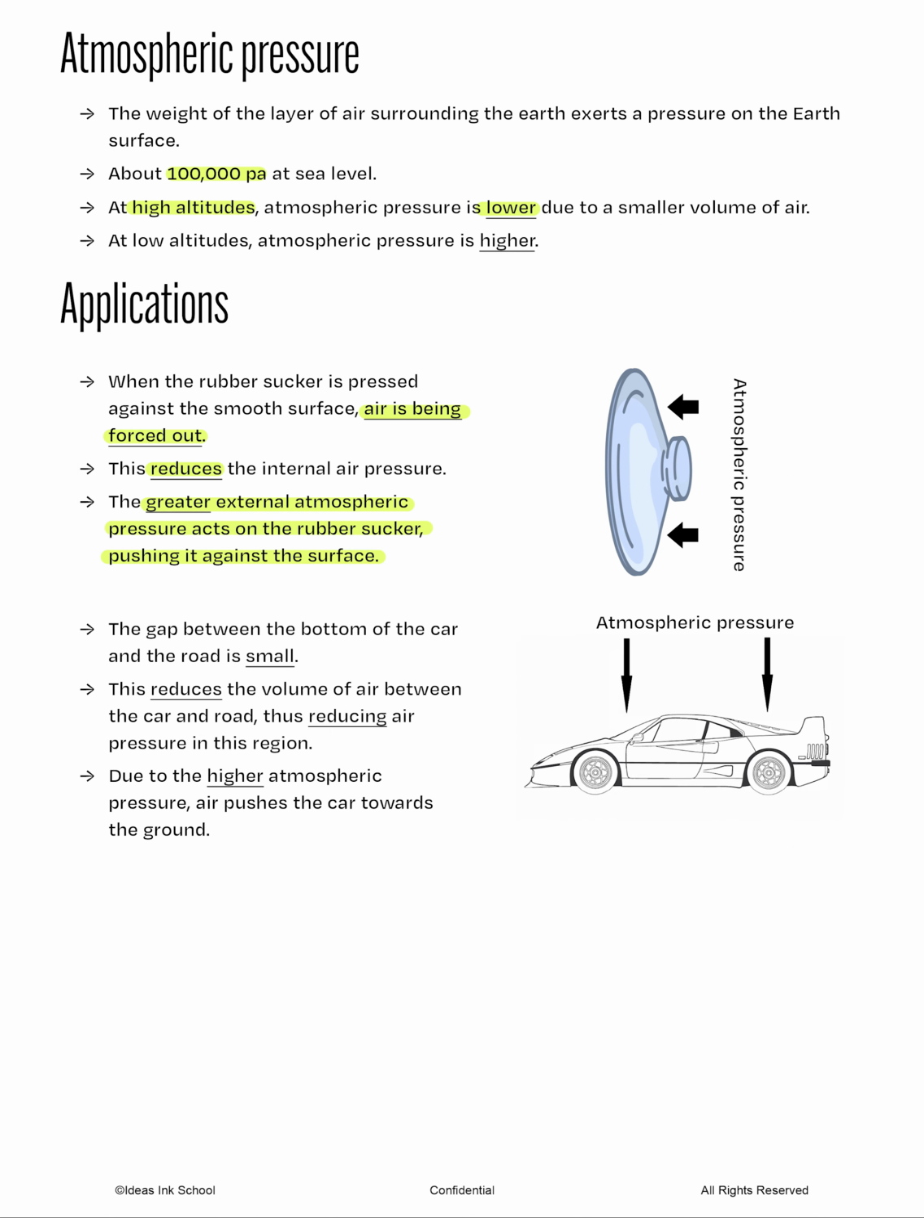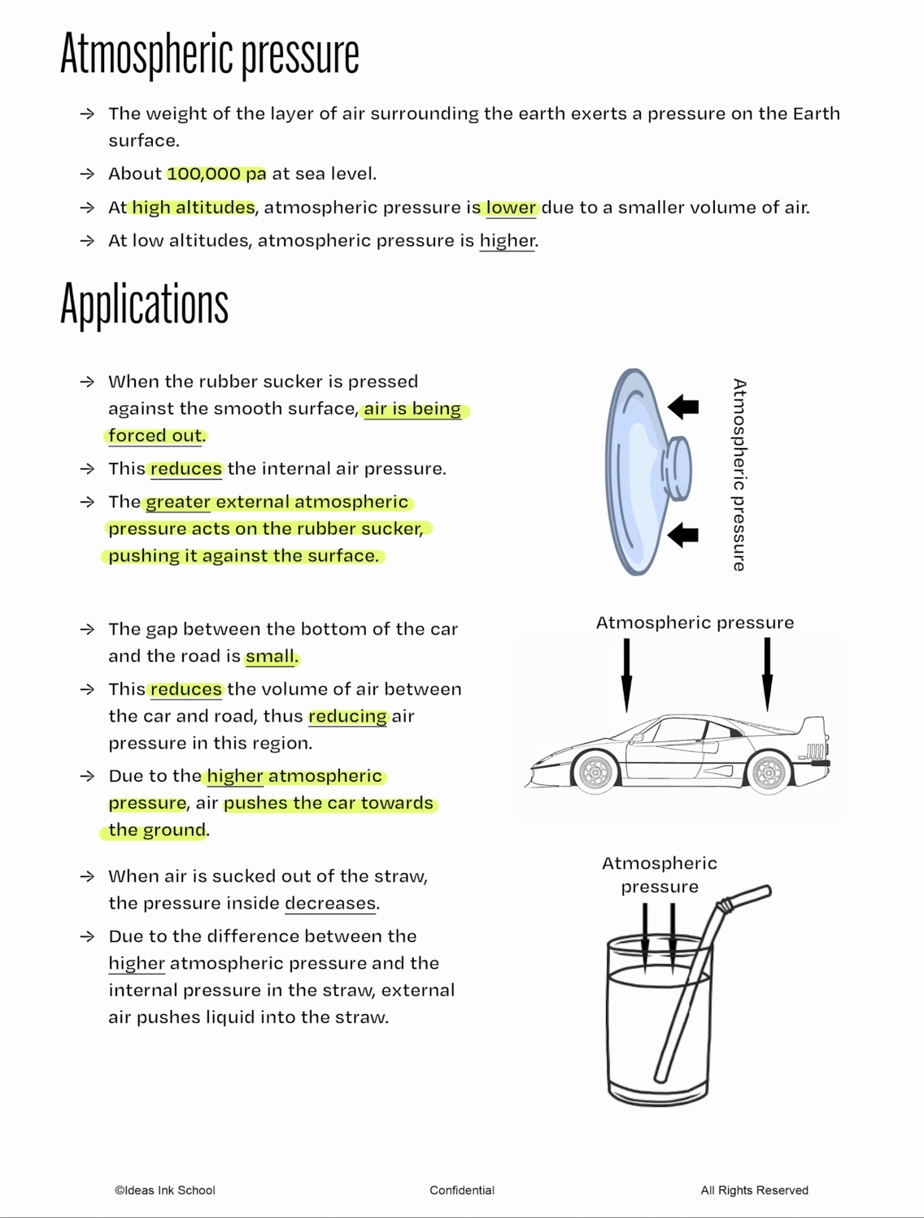Next, why are sports cars so low to the ground? This is because the small gap will reduce the volume of air between the car and road, thus reducing the air pressure in this region. As a result, the higher atmospheric pressure above the car will push the car towards the ground, stabilizing the car when it is traveling at high speeds.